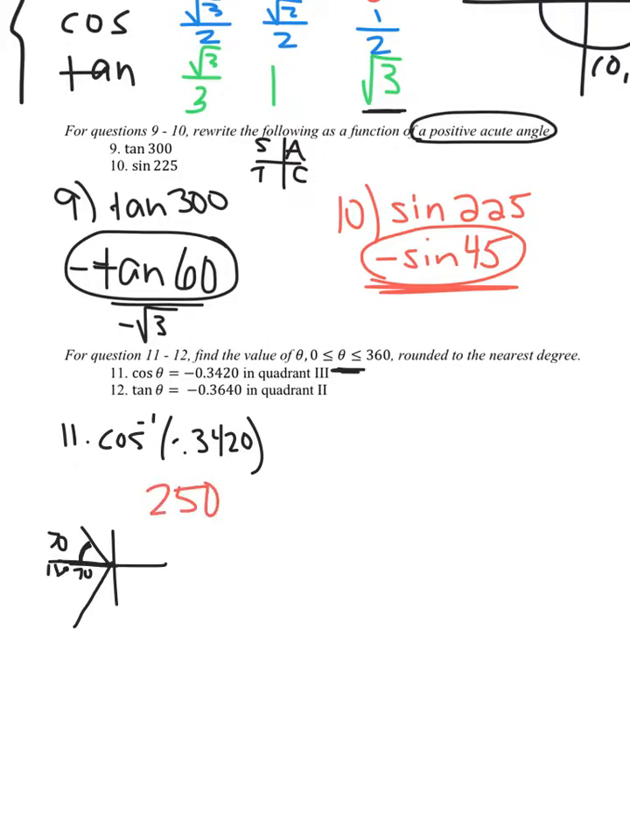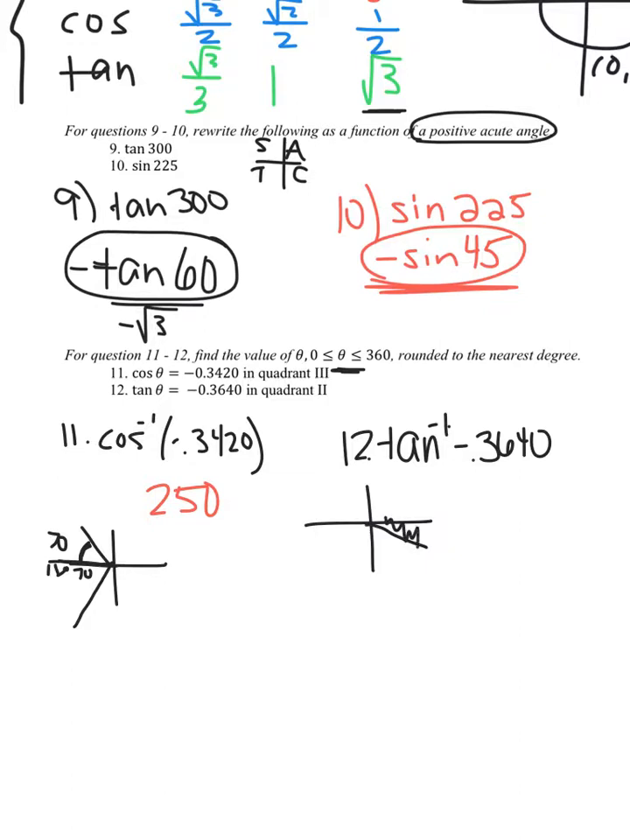For number 12, I have the tangent. Again, I have to do the inverse because I'm looking for a degree measure of negative 0.3640. So when I do the inverse function in my calculator, I end up getting negative 20. So negative 20 is right here.